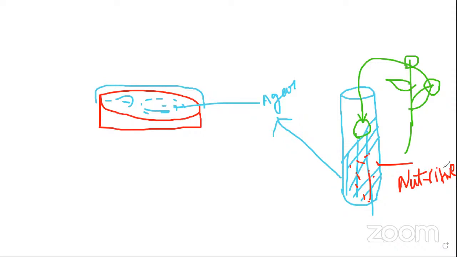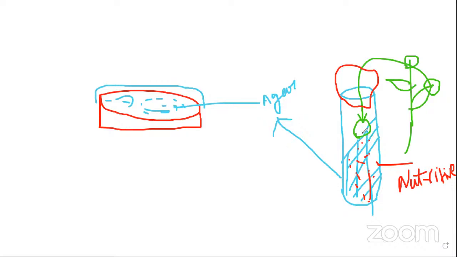Okay, nutritive substance. This is it. So this is the red color. There is a nutritive substance. Now what happened? It is kept under a favorable condition during the incubation period. What will happen? After 24 hours or 48 hours, you can easily observe it.